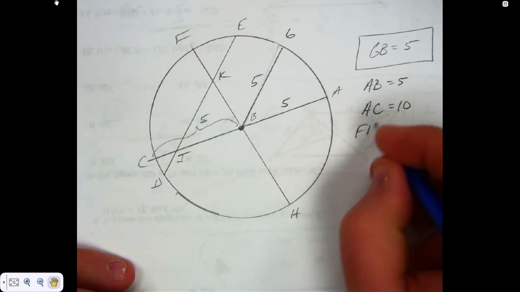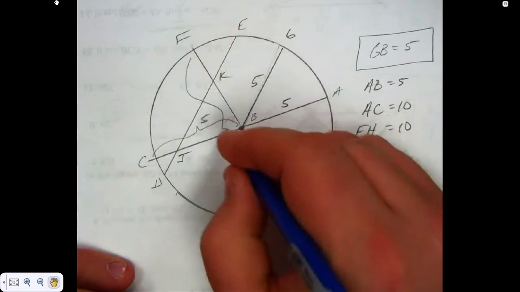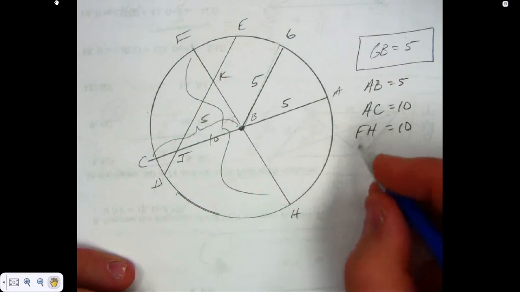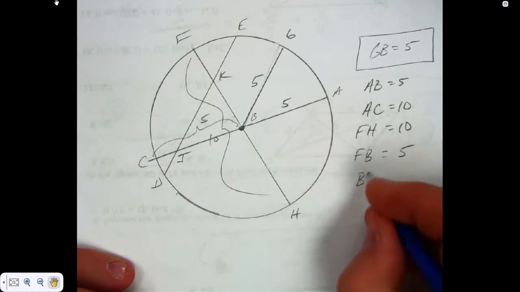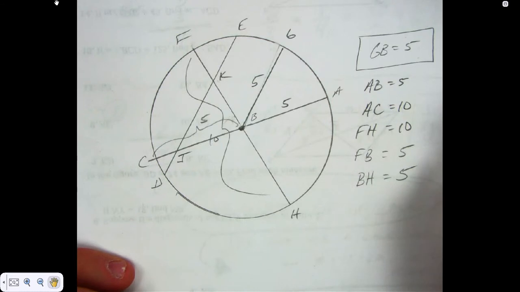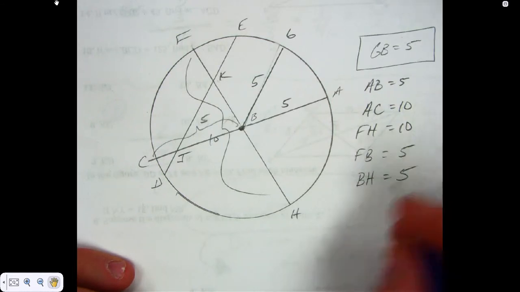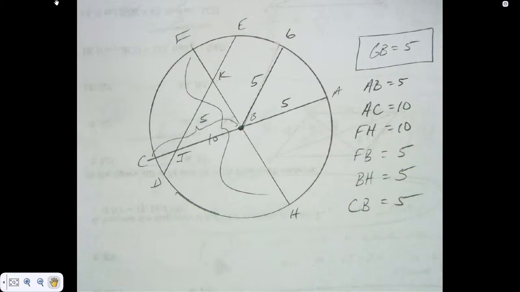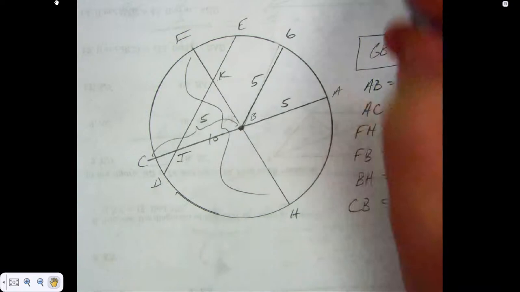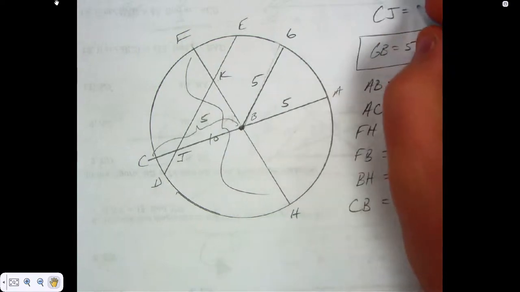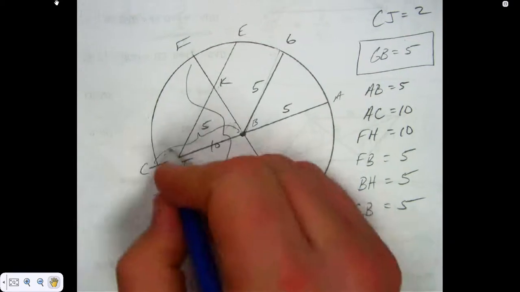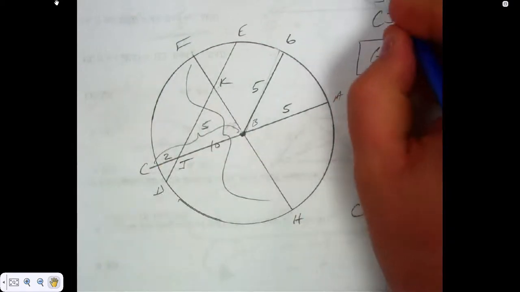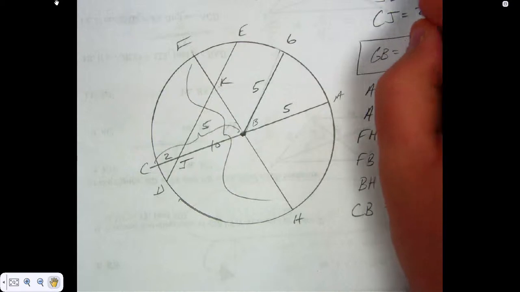FH is also 10. FB is 5. BH is what? 5. CB is 5. And that's all, isn't it? DC is 5. What if I said CJ is equal to 2? Then what's JB? 3.